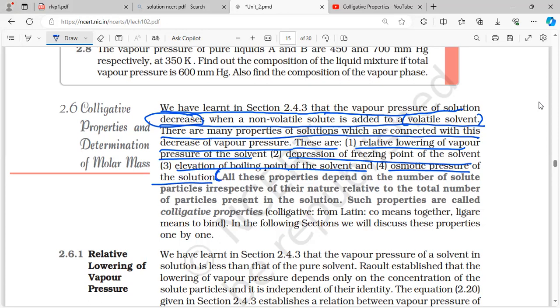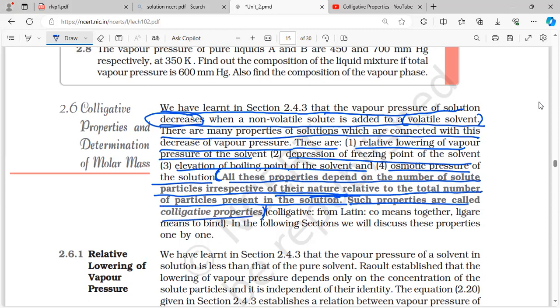Now here is the definition they have given. All these properties depend on the number of solute particles irrespective of their nature, relative to the total number of particles present in the solution. Such properties are called colligative properties. Understood? Irrespective of their nature. Are you getting this? Yes or no? Here they are saying colligative is from the Latin word: co means together, ligare means to bind. In the following section, we will discuss these properties one by one.